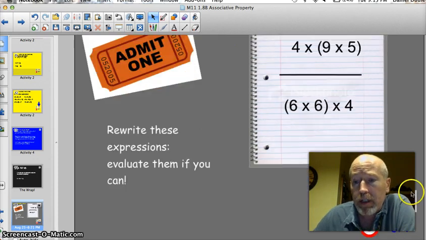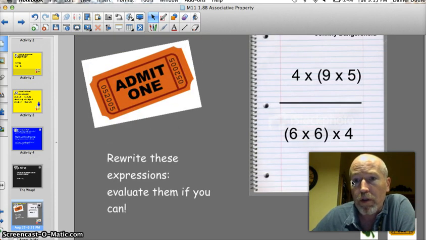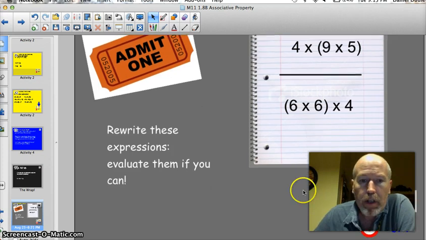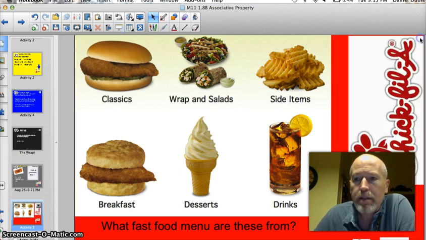All right, let's finish off our just for fun piece here. I'm going to make sure you can see those problems, so I'll slide that up a little more. There you go. All right, just for fun. What fast food menu are these items from? Survey says Chick-fil-A.